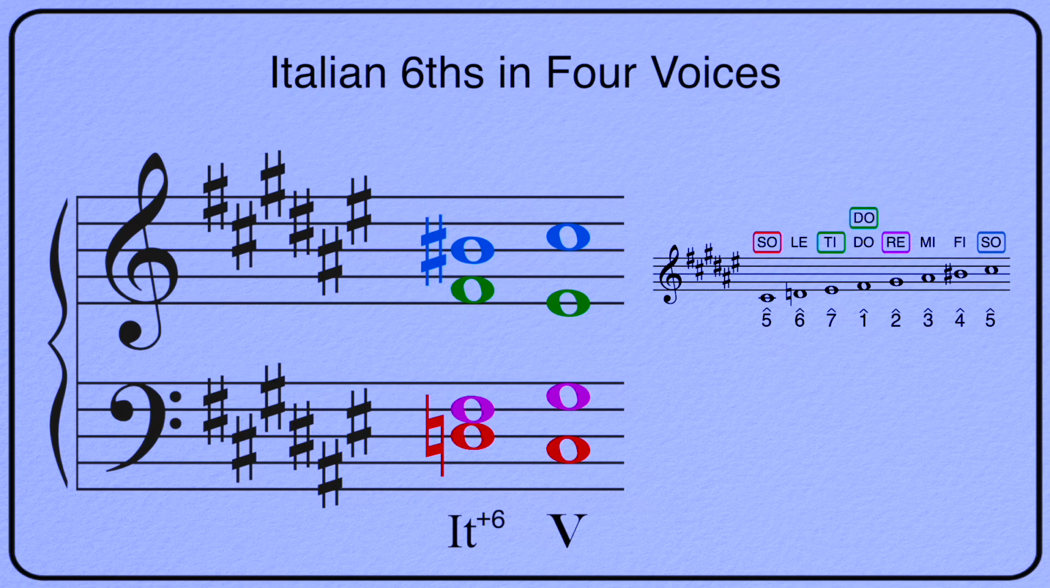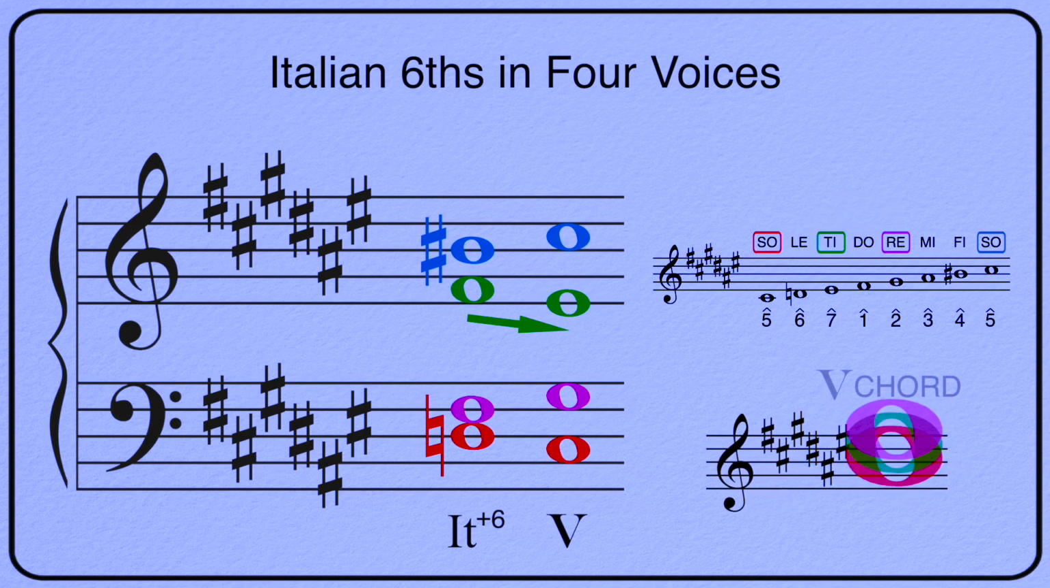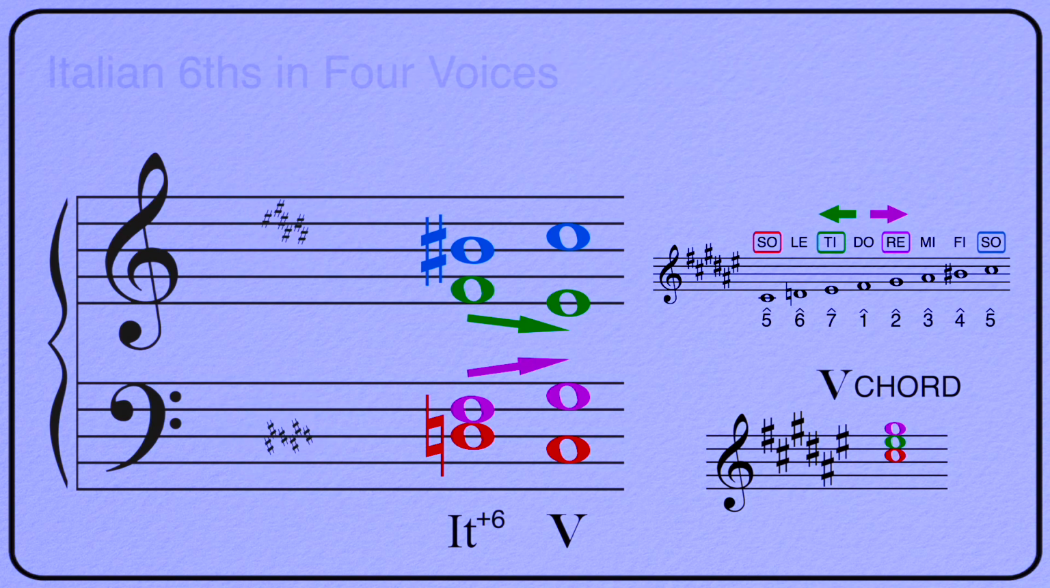The alto's do moved down to ti, as expected, to the 3rd of our 5 chord. But the tenor's do moved up to re, the 5th of our 5 chord. So do can resolve in 2 different directions, and that makes it the only practical note to double in the Italian 6th chord. Alright, I'm going to be seeing sharps in my breakfast cereal.